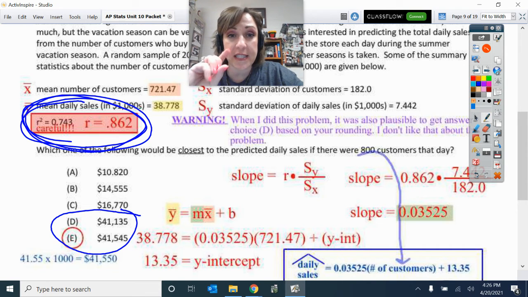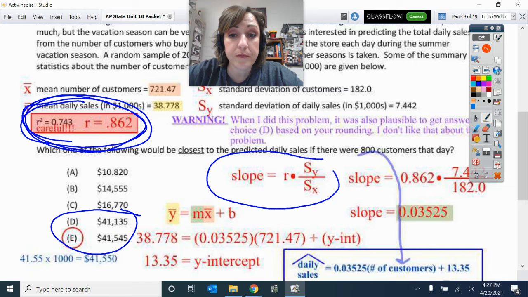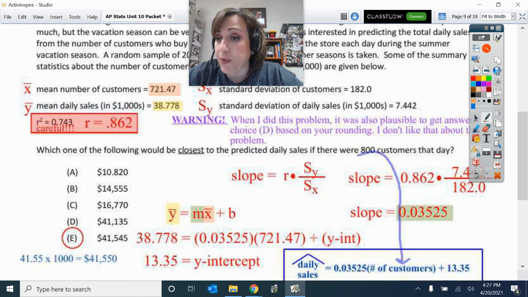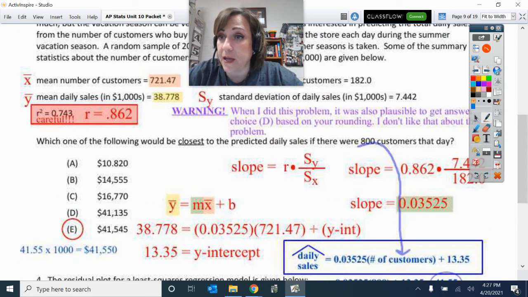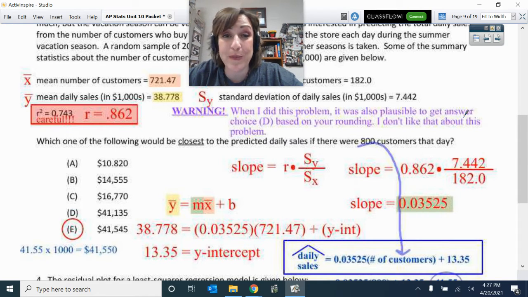So that process, of course, is first get the slope. That slope is the variability in y over the variability in x times how well it's correlated. So I put that here with the 0.862 that I used because I square rooted that. And I did that times the complete. I kept my decimals the whole way because these ended up being so close. So 7.442 over 182, there's the slope. The slope is 0.03525, and I think that was the whole thing.